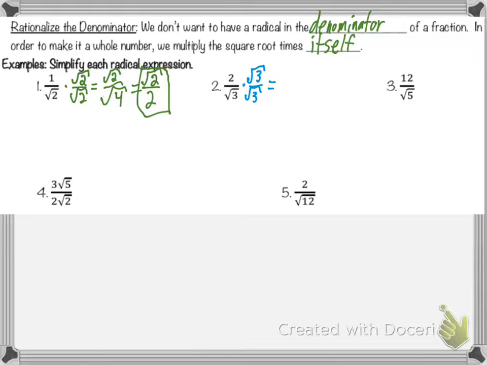If we multiply straight across, 2 times the square root of 3 is just 2 times the square root of 3. We can't make it 6 because 2 is not under a radical, whereas 3 is. On the bottom, square root of 3 times the square root of 3 is the square root of 9. So we end up getting 2 times the square root of 3 on the top over normal 3. And that's our answer because there's nothing else that we can simplify.